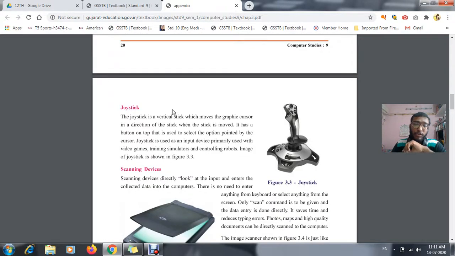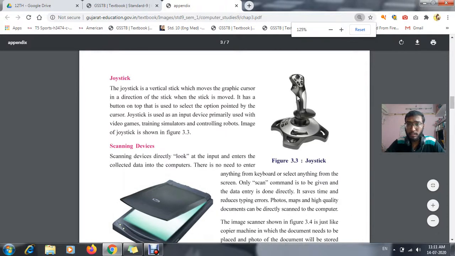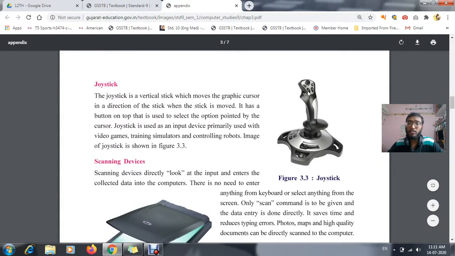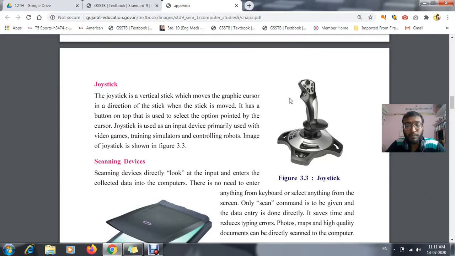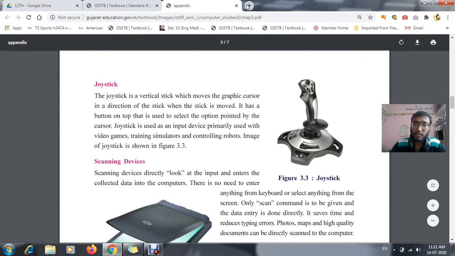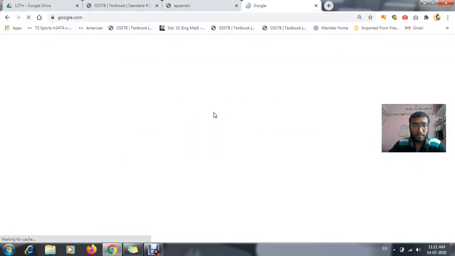Now today we are going to start with another input device, which is known as your joystick. You might be seeing this image in your textbook, but after seeing this image you still won't be able to recognize it. The best example of a joystick is your game. For games you will be using a game controller. According to the textbook you won't be able to recognize it, so I will be showing it on the internet.